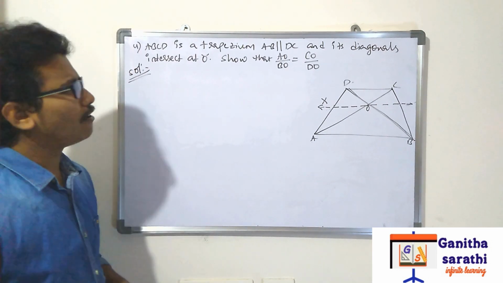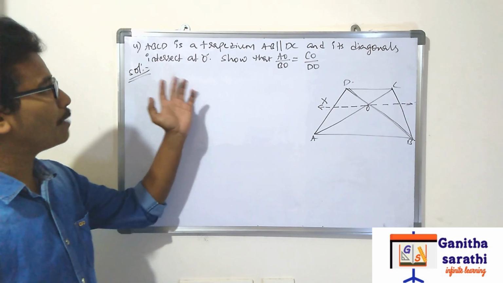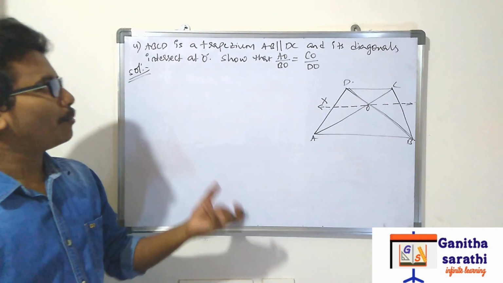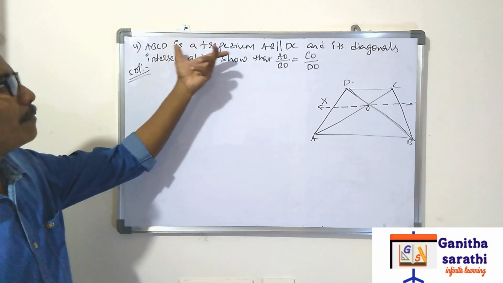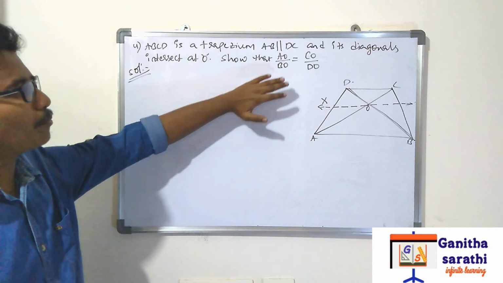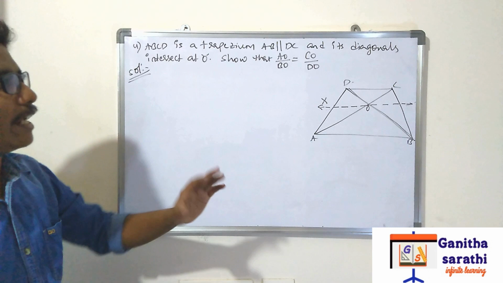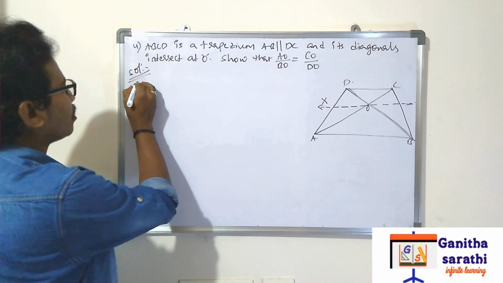So, the same kind of problem. In the previous problem, what did we prove? We proved that ABCD is a trapezium. Now what do we have to prove? In the previous problem, he gave this condition and we proved that ABCD is a trapezium. Now he is giving that ABCD is a trapezium, and we have to prove this condition: AO by BO is equal to CO by DO. So the same process will continue.